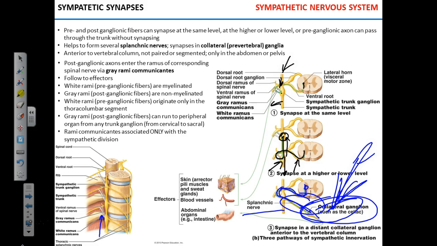Postganglionic fibers, if the synapse is in the sympathetic trunk, will leave the sympathetic trunk through the gray rami communicans, which means white rami are myelinated, gray rami are non-myelinated. Does that make sense?